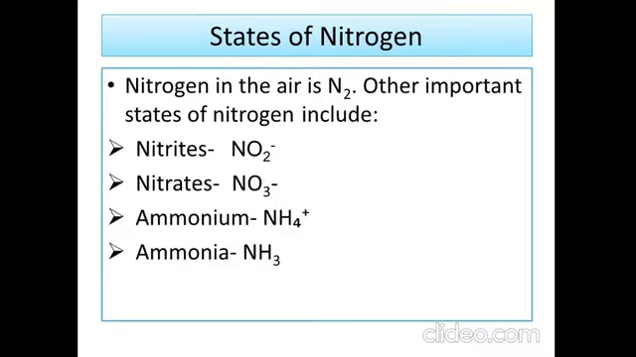States of nitrogen means in what all form nitrogen is present. I'll be discussing just few which you need to know for nitrogen cycle. Nitrogen in the air is N2. Other states are nitrites NO2, nitrates NO3, ammonium NH4, ammonia NH3.